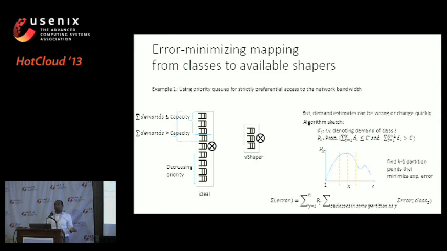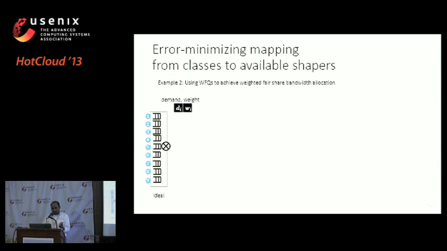It kind of looks like a derangement. How do you get k minus 1 partitions out of n plus k minus 1 places? So here's another example.